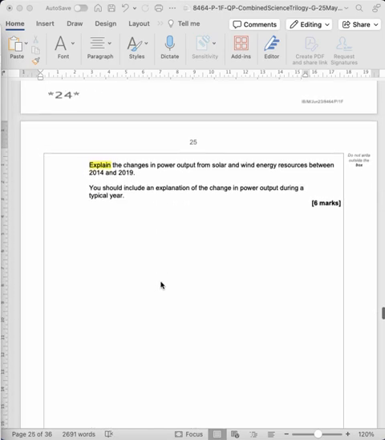Our question: explain the changes in power output from solar and wind energy resources between 2014 and 2019. Should include an explanation of the change in power output during a typical year.